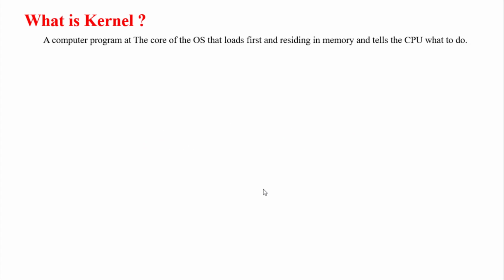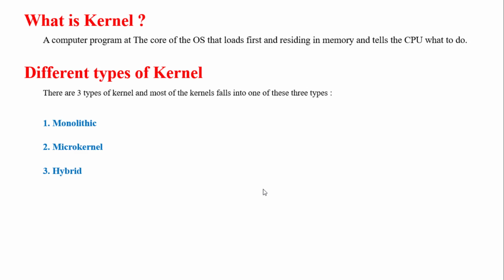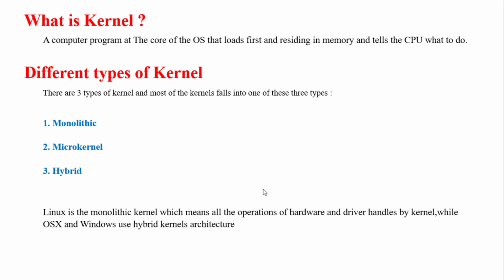Kernel is a computer program at the core of the OS. In simple words, it manages all the resources in your computer, and is also an interface between hardware and user processes. There are three types of kernel, and most kernels fall into one of these three types. First is monolithic, second is microkernel, and third is hybrid. Linux is a monolithic kernel, which means all the operations of hardware and drivers are handled by the kernel, while OS X and Windows use hybrid types of kernels.